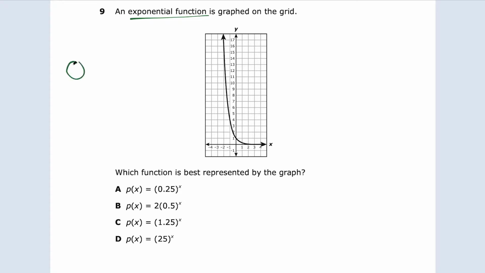Now for this one, I'm thinking of a few things. So this I don't even need a calculator to do, but I'm thinking of exponential functions, which are in the form of y equals a to the x power, where a is some real number. And you can see every answer choice is in that form.